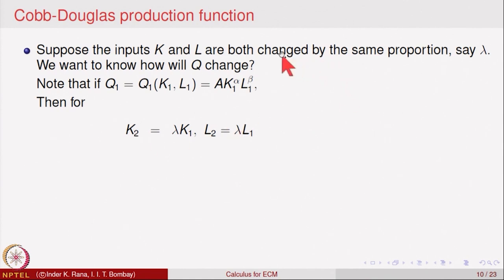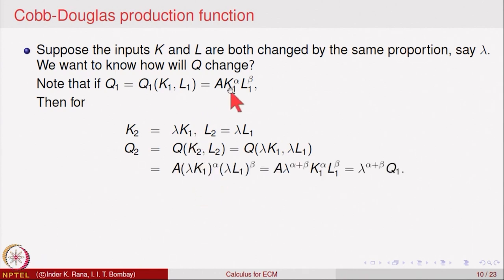What does that mean? When you change by the same proportion, that is reflected in this mathematics: K 2 is lambda times K 1 and L 2 is lambda times L 1. With this, what is Q 2? Q 2 is Q of lambda K 1, lambda L 1, because K 2 is lambda of K 1. You put the values here: it is A times lambda K 1 to the power alpha, lambda L 1 to the power beta, because Q is A K raised to power alpha, L raised to power beta. When you simplify, lambda to the alpha and lambda to the beta come out, and by the law of exponents, you get lambda to the power alpha plus beta, K 1 to the power alpha and L 1 to the power beta.